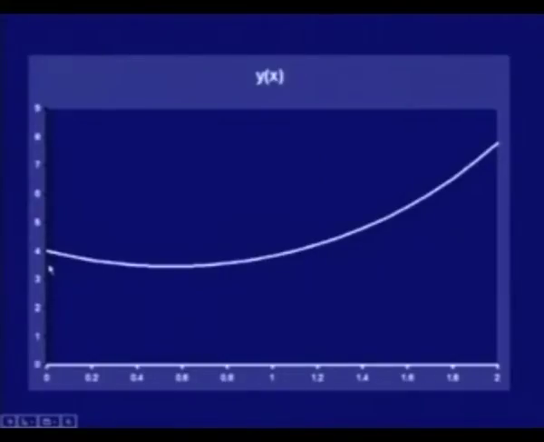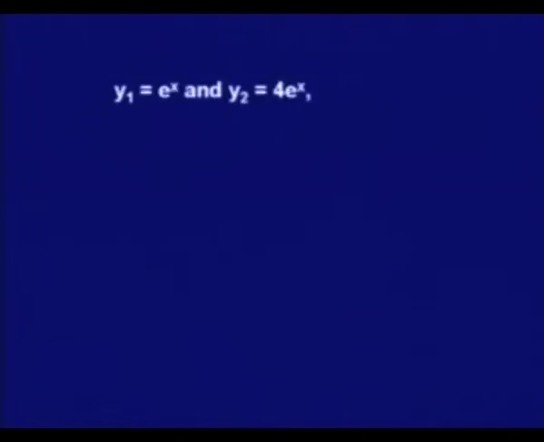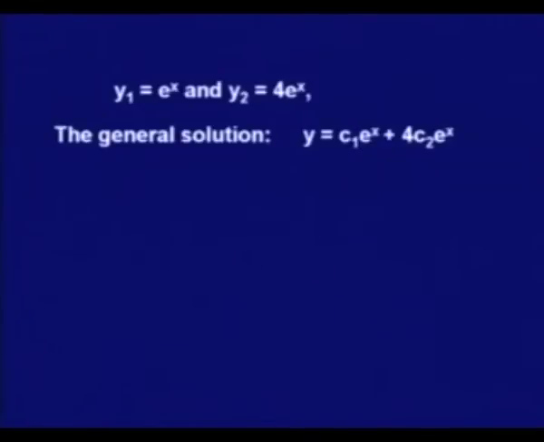Now, let us do some more experimentation in this example. Let us say I choose these two as solutions, that is, one solution e to the power x. We do know that a times e to the power x is also a solution. So, I have chosen here 4 times e to the power x, and this will also be a solution. So, now I have chosen the two solutions y1 and y2 as e to the power x and 4 times e to the power x. If I am choosing these two as solutions, what will be the general solution? That would be c1 times e to the power x plus 4 c2 times e to the power x.